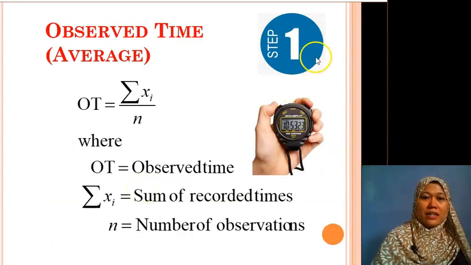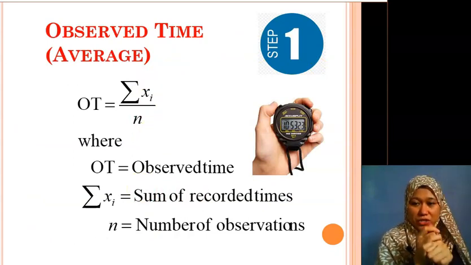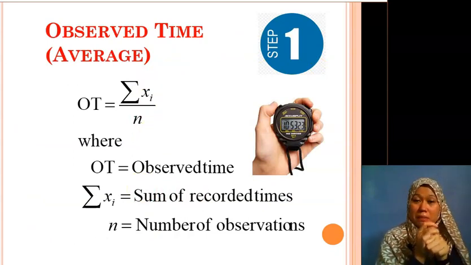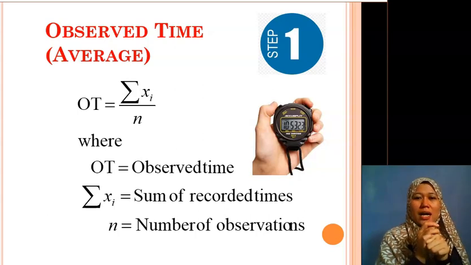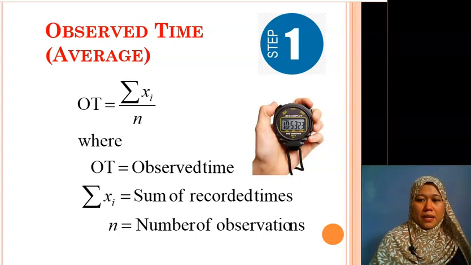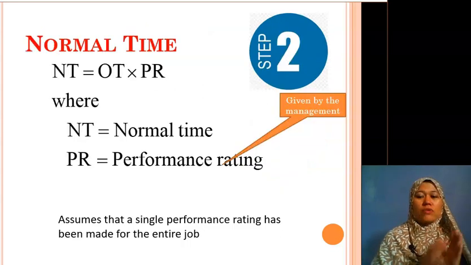All right. Okay, first we need to know what is observed time. Observed time is the average. You need to find the average. Remember that we need to get data for many cycles, so you need to get the average. That's the first step. So when you get the average, you need to convert to normal time.